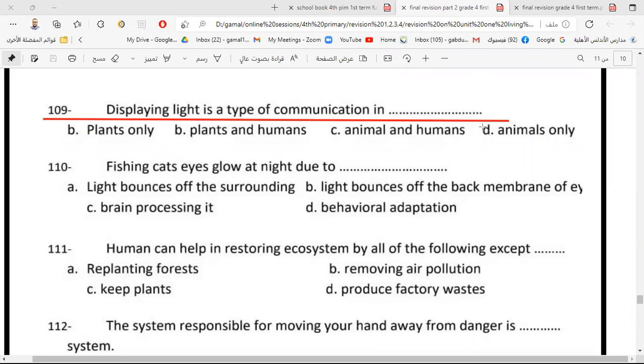Animals and humans. Very good, my son. We also use light to communicate. And the firefly uses light to communicate. Do you remember the fireflies? They are small beetles which can communicate by light. Humans communicate by light, like traffic signals. We can make Morse code by light. So humans communicate by light, and animals also communicate by light.